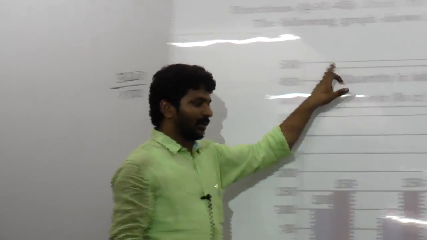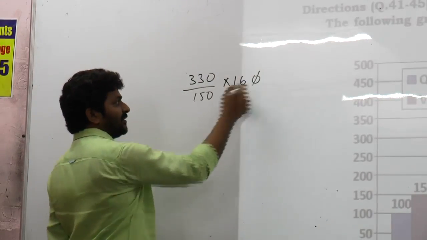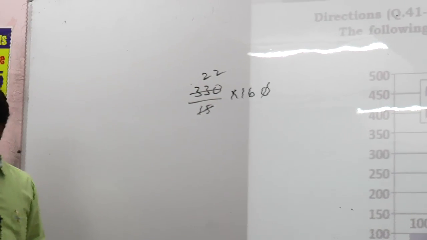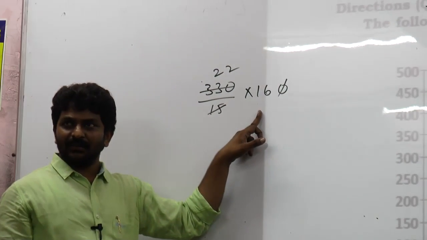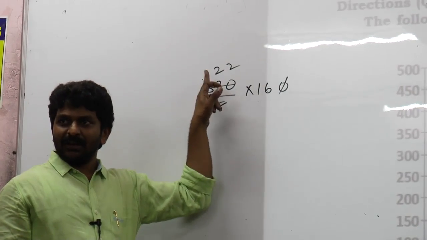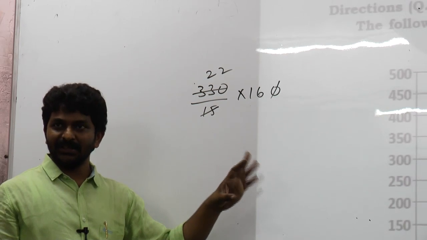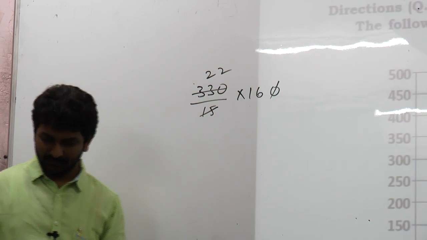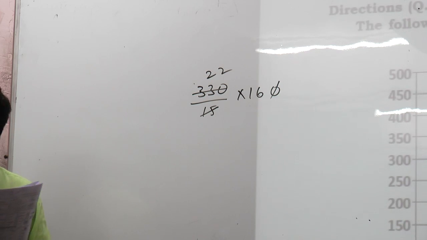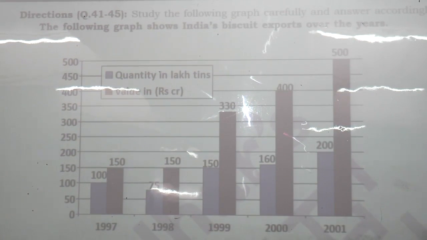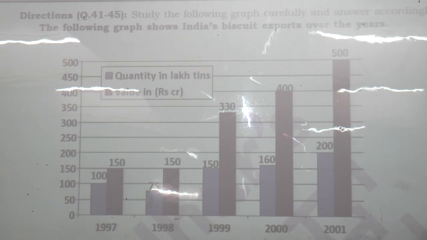So how much quantity do we have in 2000? 160 into 160. Zeros cancel. 15, 22 times into 16. 19 plus 3, 19 minus 3. 19 square minus 3 square. 361 minus 9, 352. Is that correct? Is it 361? 19 square is 361, minus 3 square 9 should be 352.